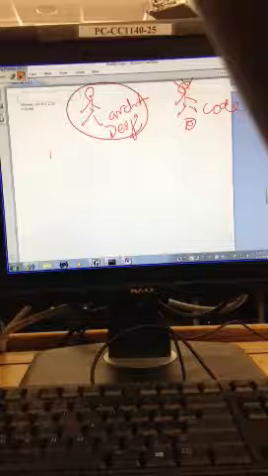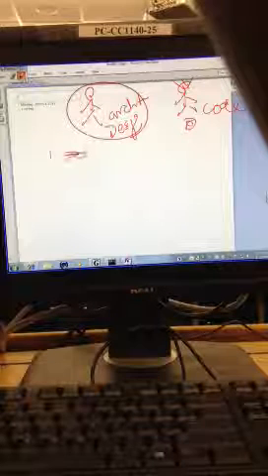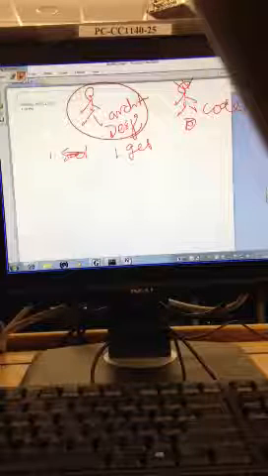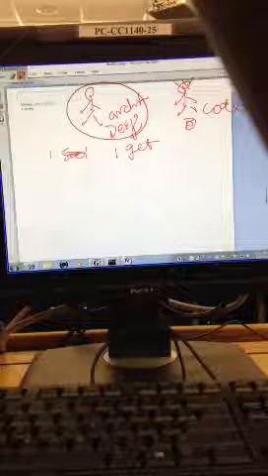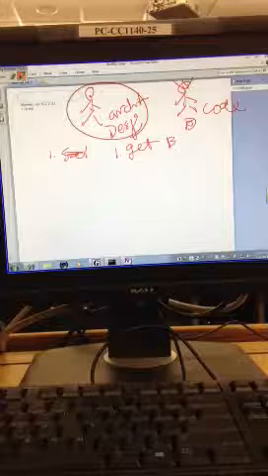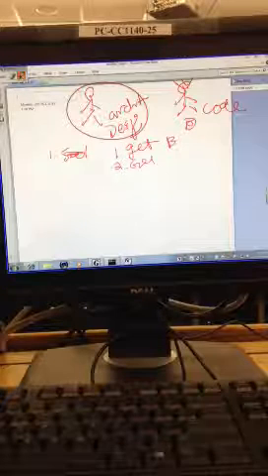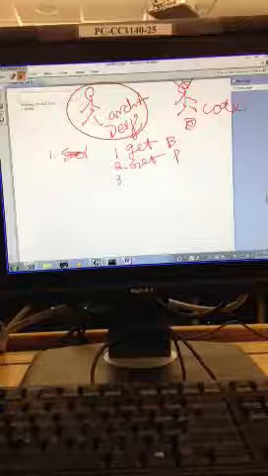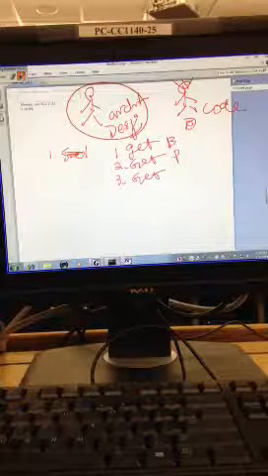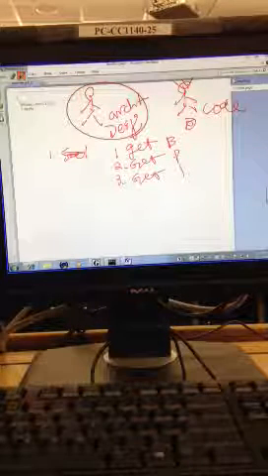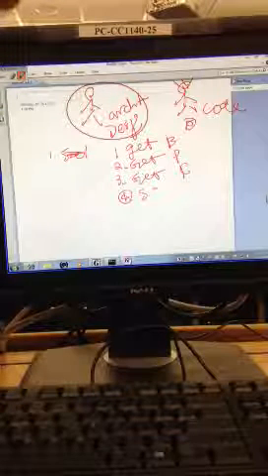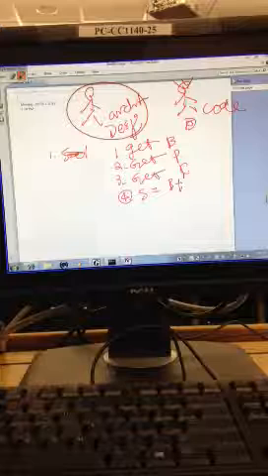First step. The first thing in the pseudocode is, you have to do a step. Say, get the cost of the book. Number two, get the cost of the paper. Number three, get the cost of the PC computer. Number four, then what are you going to do? Sum equals B plus P plus C.